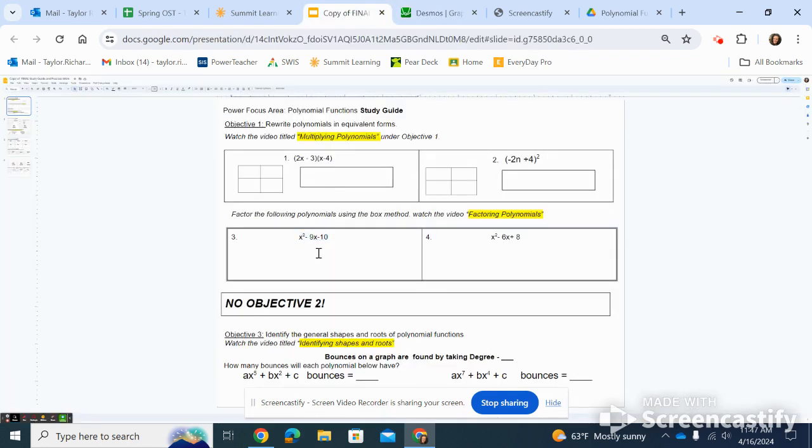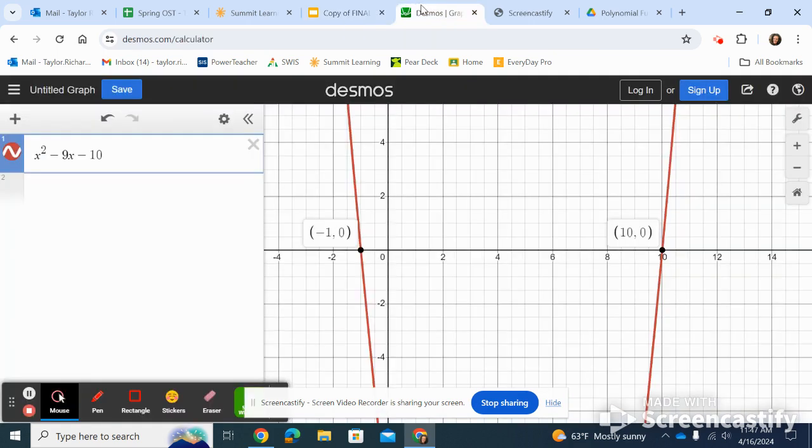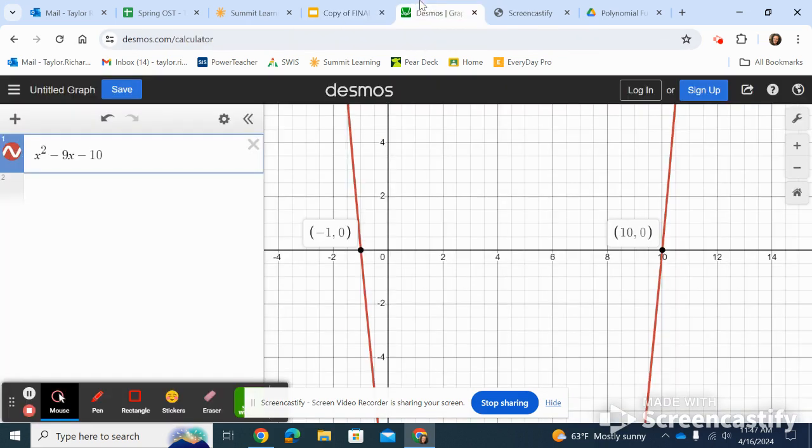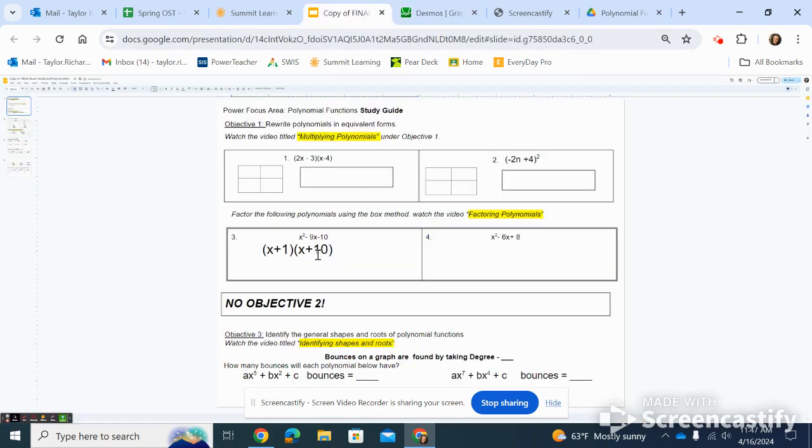And when you write your final answer, we're going to write it with parentheses, but instead of x minus 1, because it was -1, we have to always change the signs when you're talking about parentheses. So it's going to be x plus 1, and instead of x plus 10, because it was a positive 10, we're actually going to make it x minus 10 to flip the sign. So those would be your two parentheses. We did this in one of our checkpoints, but again, Desmos makes it a lot easier. So it's x plus 1, x minus 10.